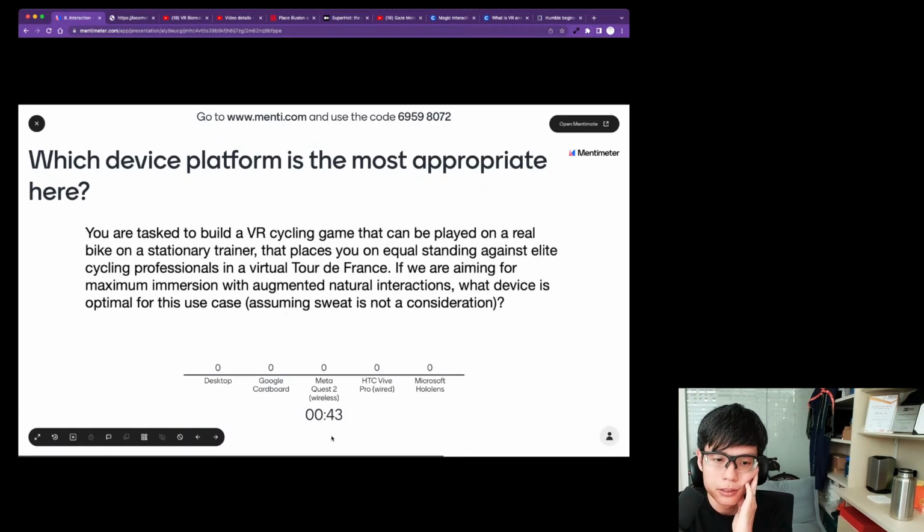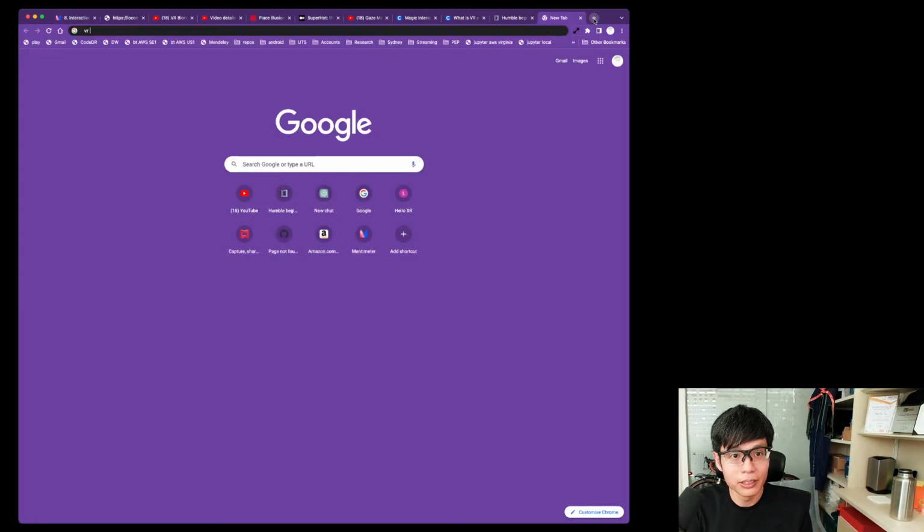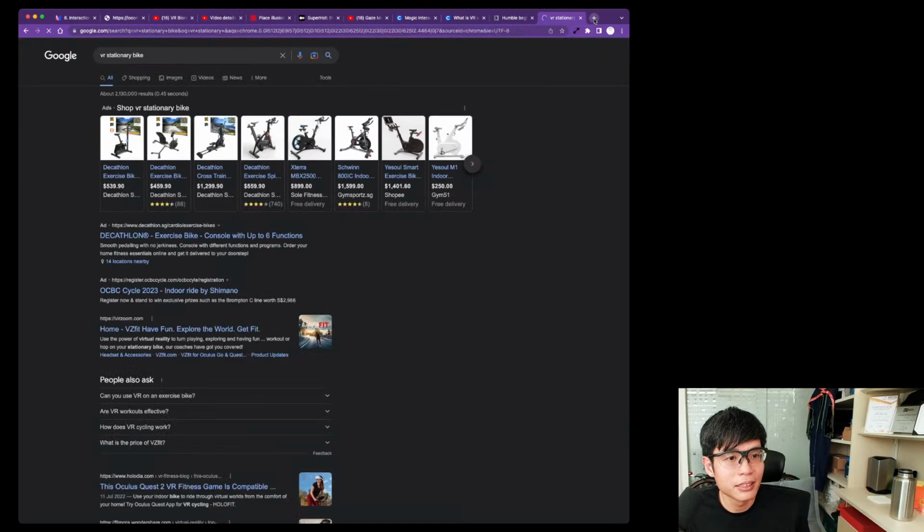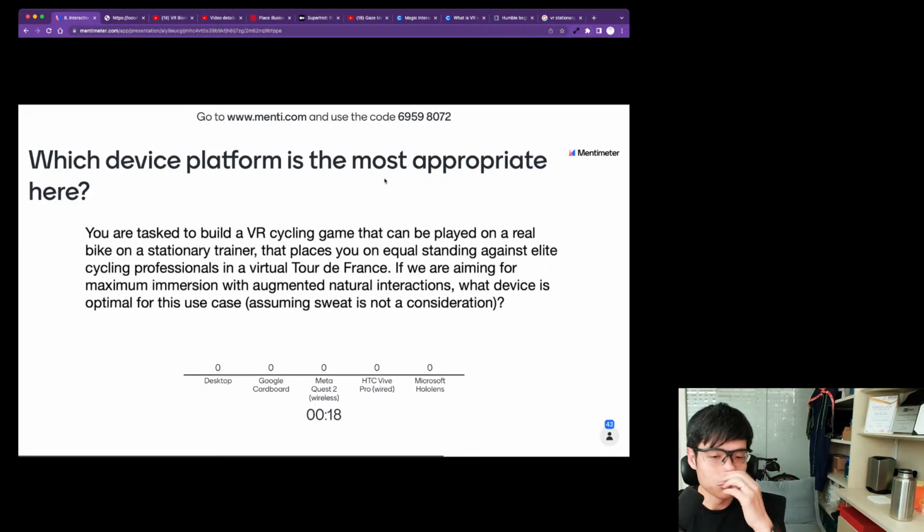Okay, another portrayal of a certain use case. VR cycling game, stationary trainer. If you don't know what a stationary trainer is, you can also Google, right? Just saying. If you don't know anything that I mentioned in there, just Google. It's a stationary bike. It can be a real bike put on a stationary trainer, as you can see in our own example over here.